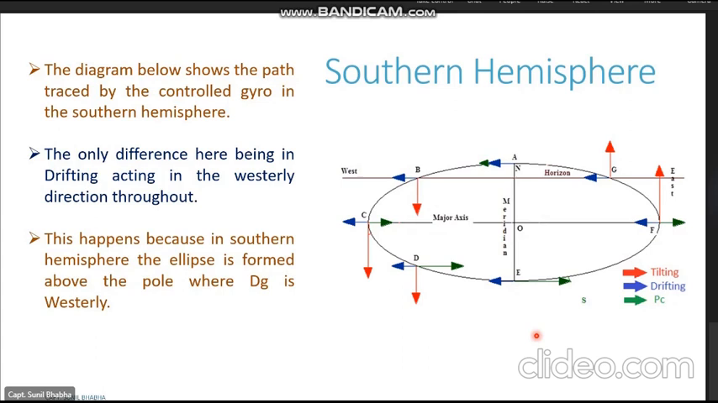If you get a question on explaining the controlled gyro, you can easily explain it in the northern hemisphere, and that should do the job. Right, beta? Clear?